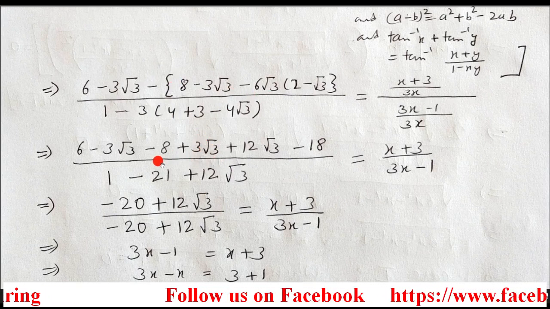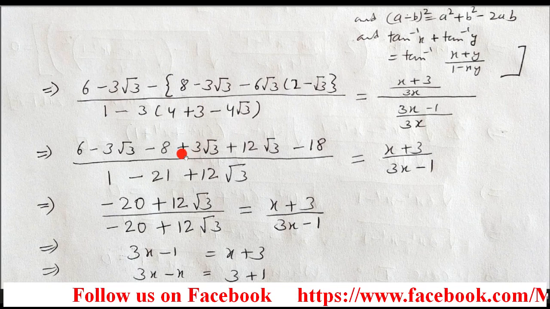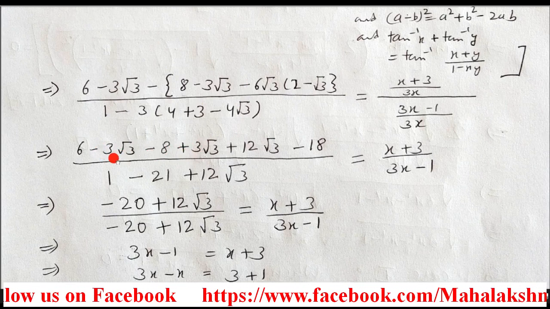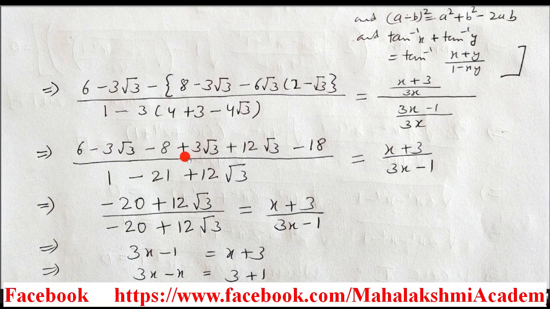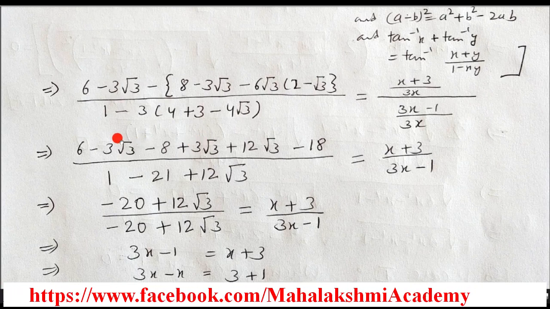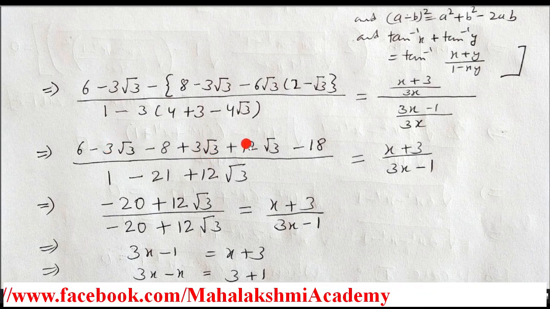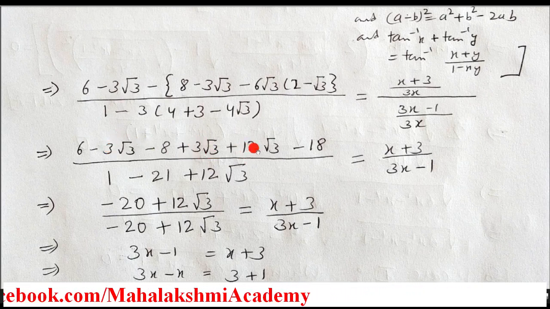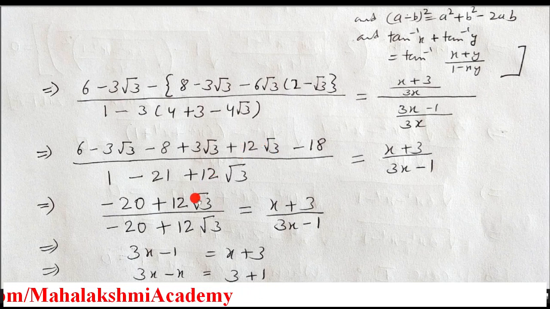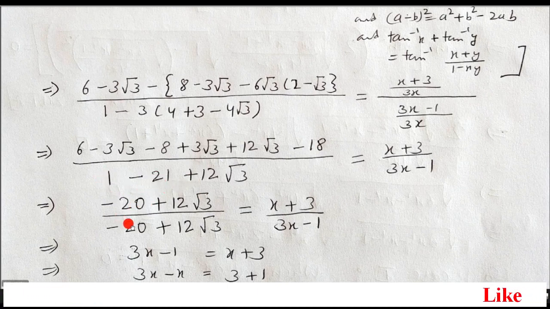Now after all the brackets are removed, what we obtained is, just see, here it's minus 3 root 3 and here we have plus 3 root 3, so they will remove each other and we remain with only 12 root 3, which we wrote here as it is. Then 6 minus 8 and minus 18 will give us the answer minus 20, and down also 21 and 1 will give us minus 20, and this I wrote as it is.